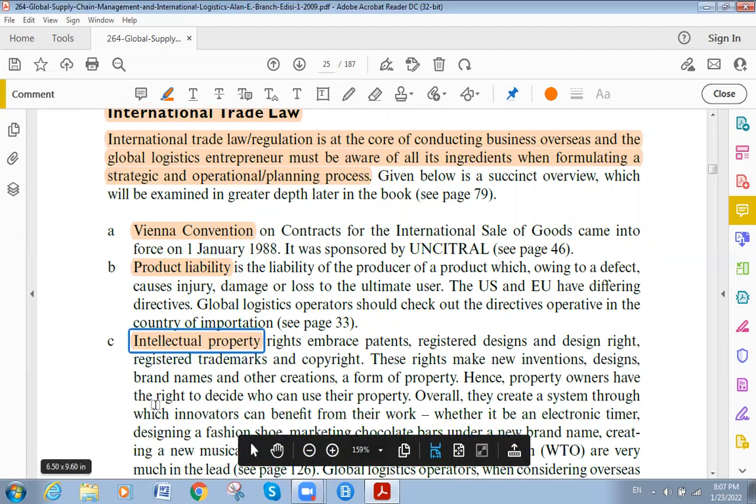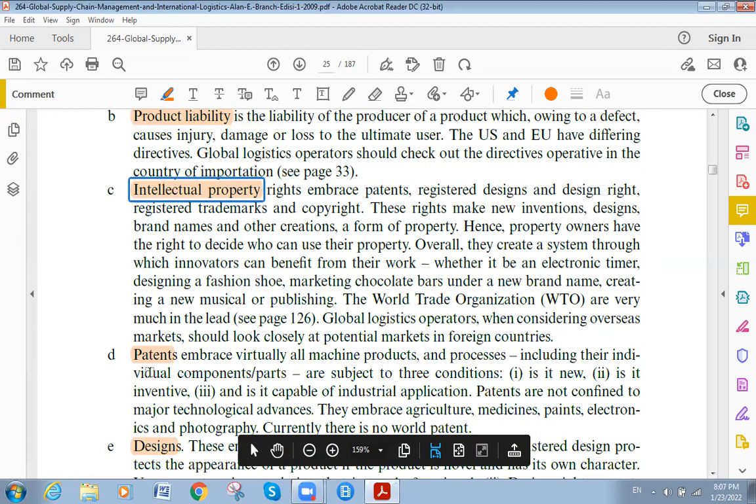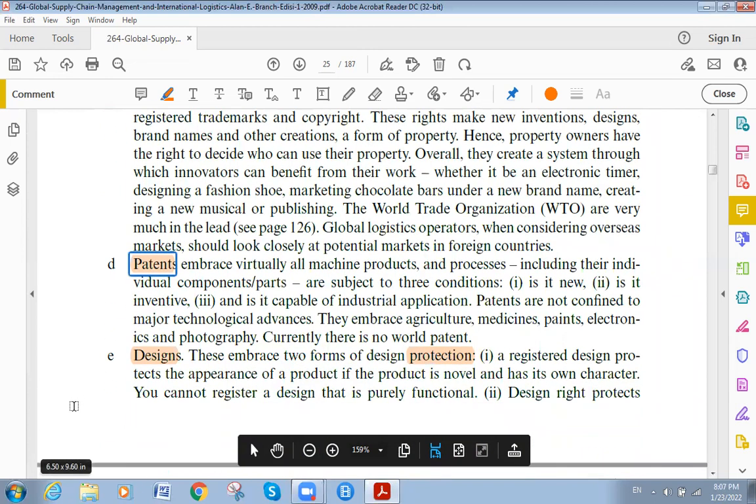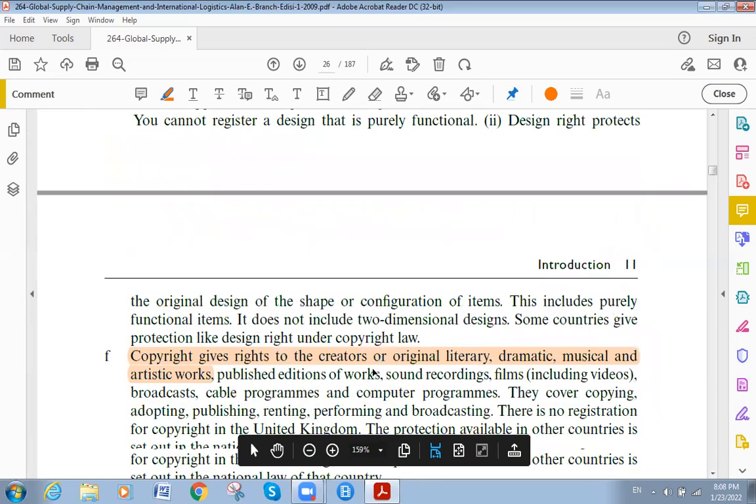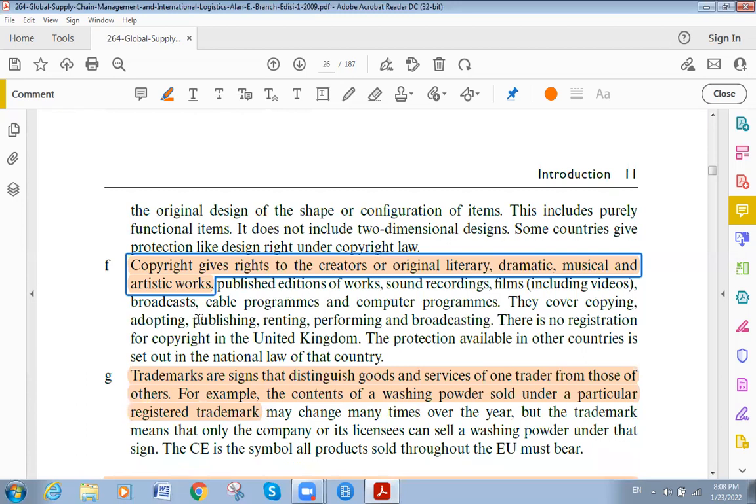Intellectual property, the rights, the copyrights, and so on. You must be aware of it. You must be aware of the patents, the design, and the protection. All these points are very important for companies who are working in global logistics. You must know about copyrights, and we had a lecture about copyrights, which gives the creator the right over original literary, dramatic, musical, and artistic works.